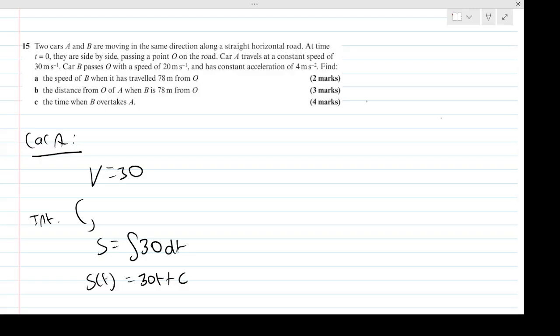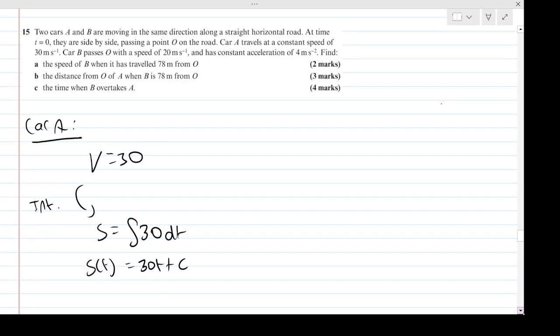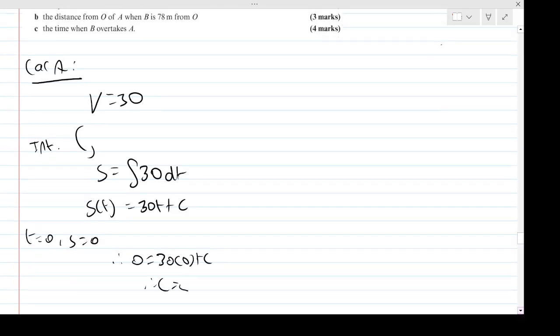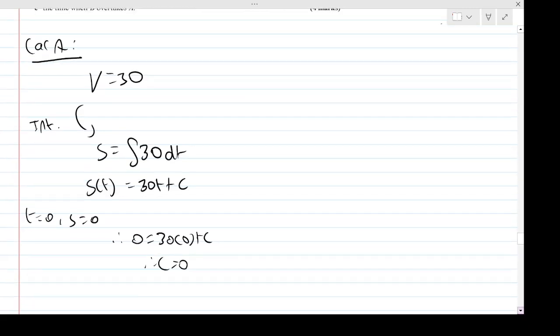But initially, they're at the point O, so they've not travelled anywhere away from O. So actually, the initial displacement is 0, right? So that means when t is 0, s is 0. So that means 0 is 30 lots of 0, add c. Therefore, c is also 0. So that means for A, the displacement function is s of t is 30t. And that's it, okay? There we are.